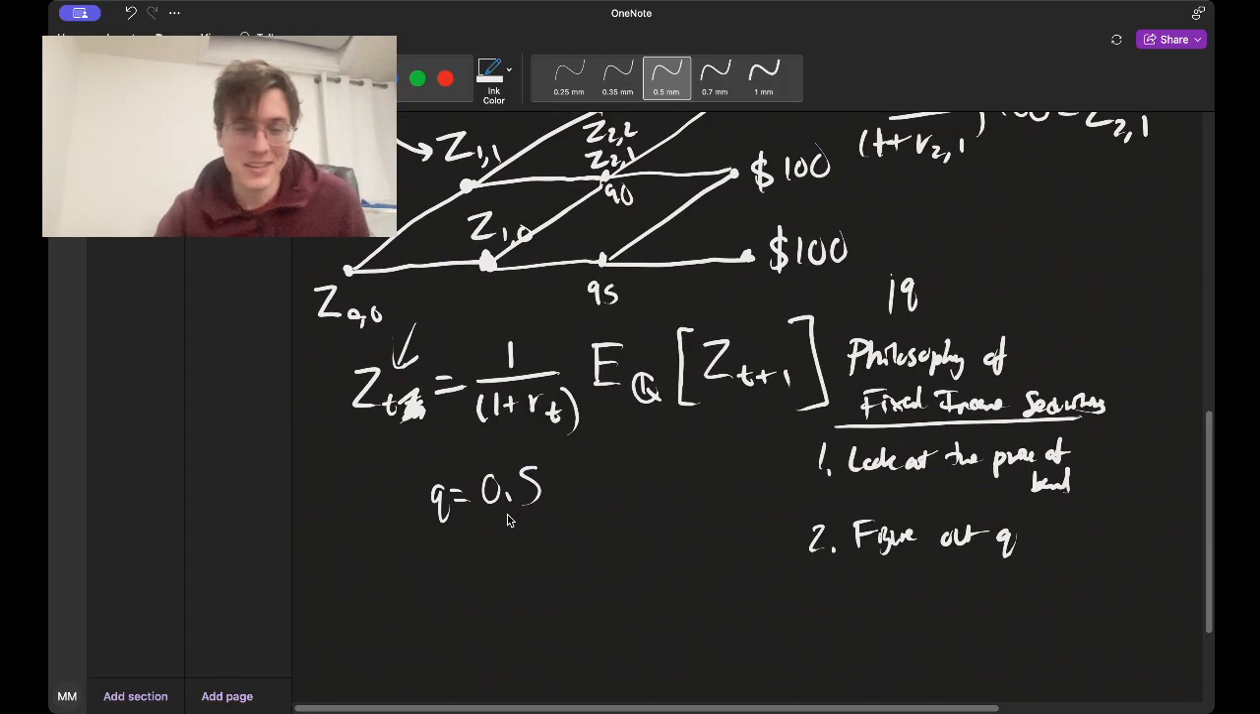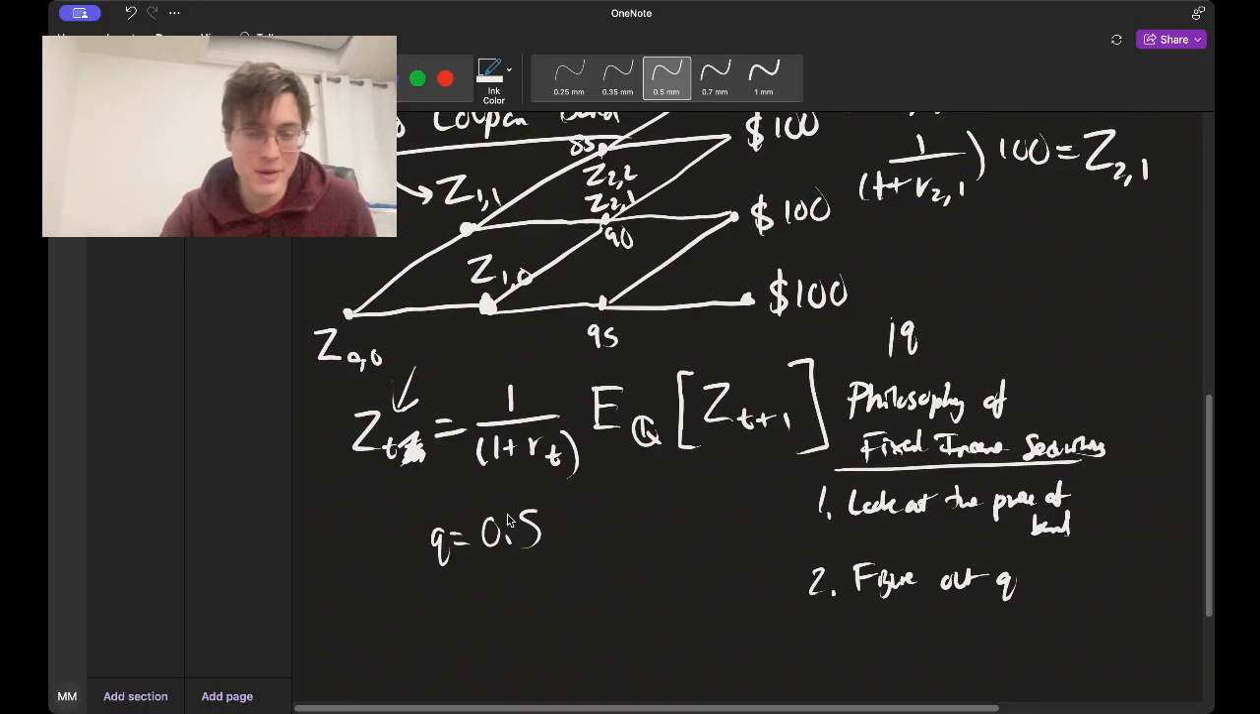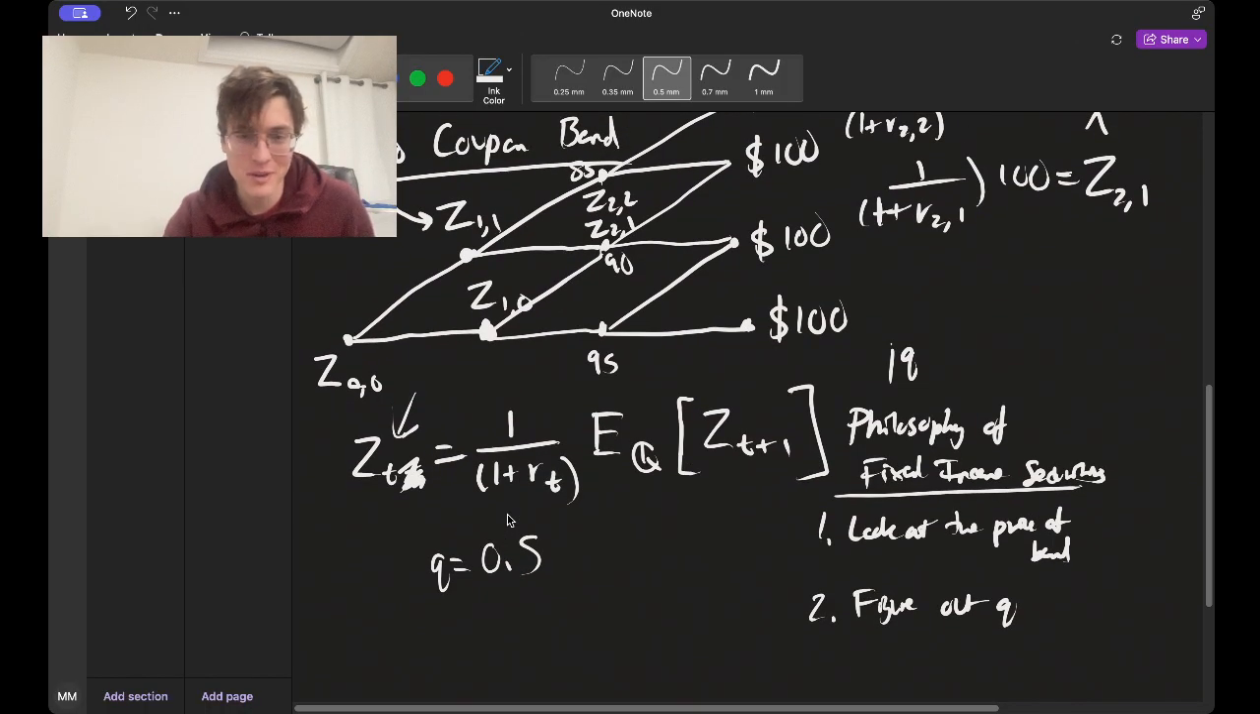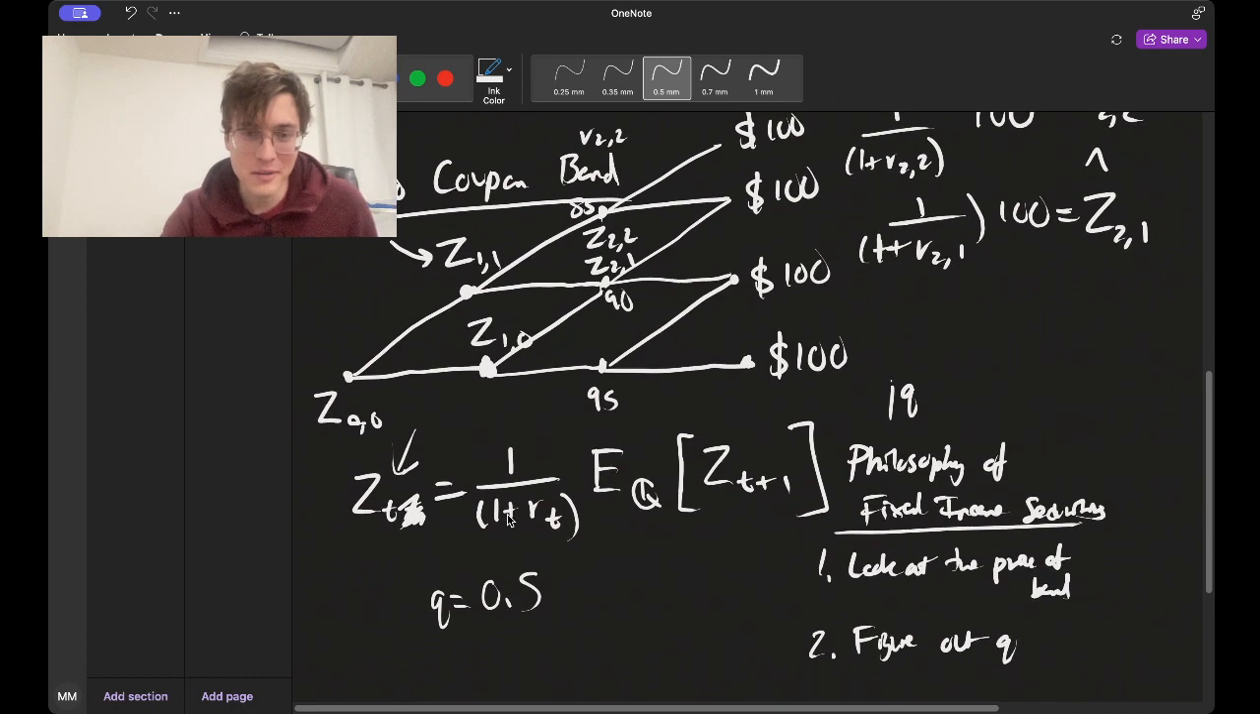I think this is right. It's just totally confusing to me. Why do we do this? In practice, I don't think Q equals 0.5. These risk neutral probabilities aren't 0.5, but okay, we're just going to assume that they are, okay?